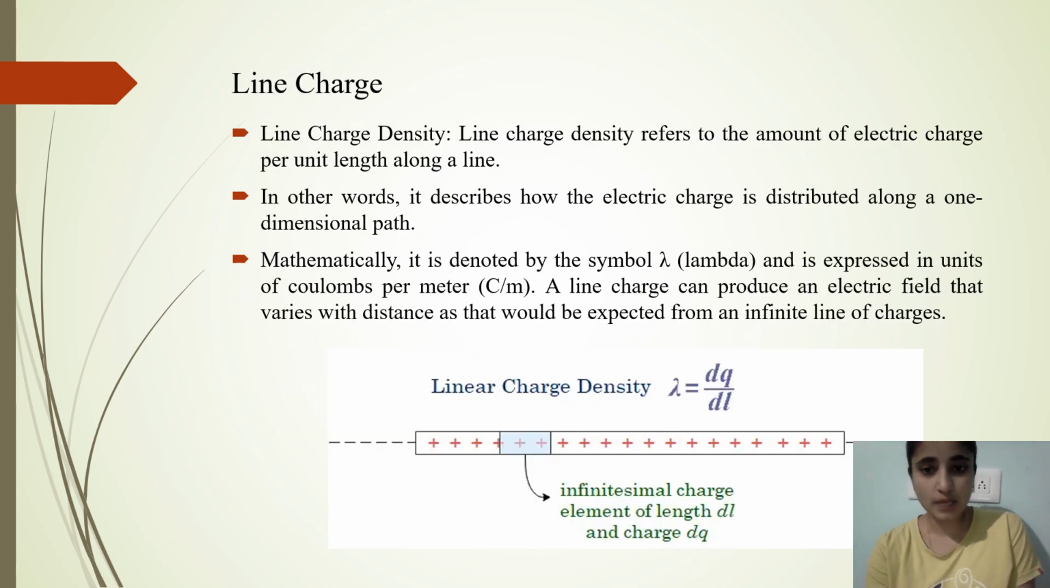Let us move on to the types of charge distribution. The first one is line charge. Line charge density refers to the amount of electric charge per unit length along a line. In other words, it describes how the electric charge is distributed along a one-dimensional path. Mathematically, it is denoted by the symbol lambda and is expressed in units of coulombs per meter. A line charge can produce an electric field that varies with distance, as would be expected from an infinite line of charges. Therefore, line charge density, lambda, equals dq by dl.